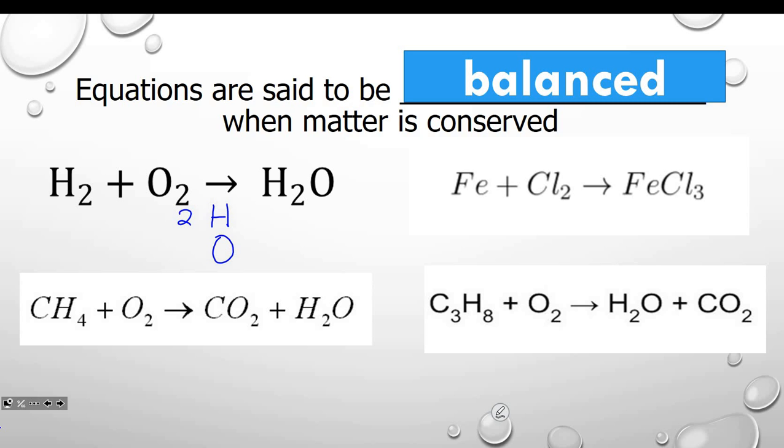How many hydrogens are on the right side? 2. That's balanced. We're okay. Keep going. How many oxygens are on the left side? How many oxygens are on the right side? Okay, now I have a problem. It's got to be the same.